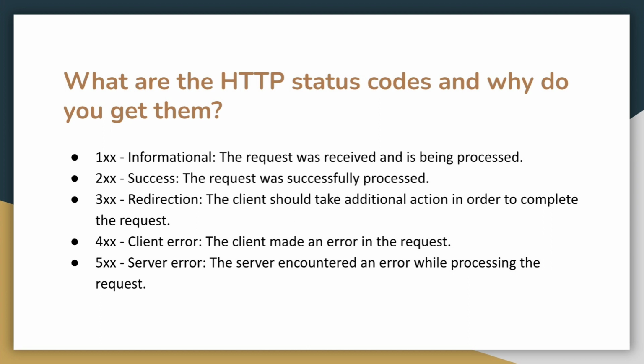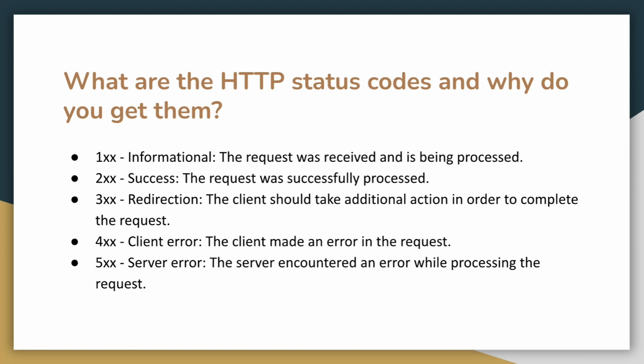3xx denotes the redirection. So this means that you need to take some further actions. For example, let's say your page is moved to some other page, or your website is moved to some other website now. So if you're trying to access the previous website, then it can show further steps so you can reach out to the updated website. Now 4xx denotes the client side errors. So if something went wrong at the client side, they are denoted by the 4xx errors. Now 5xx denotes the server side error. So if something went wrong while processing the request, then you will get these 5xx status codes.